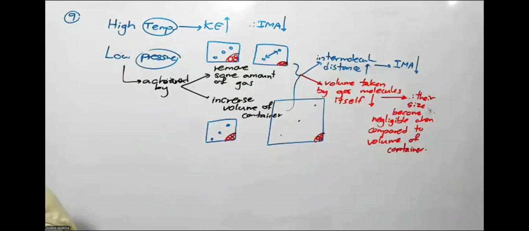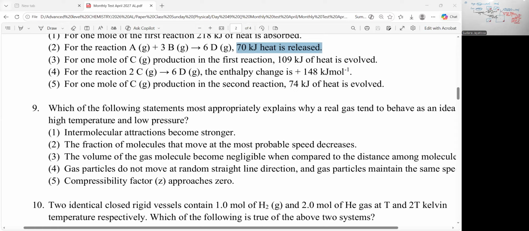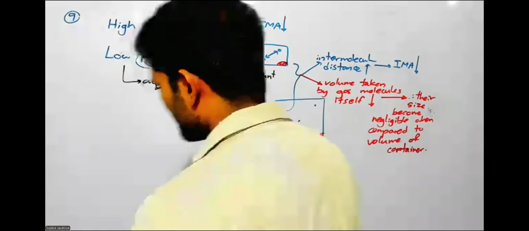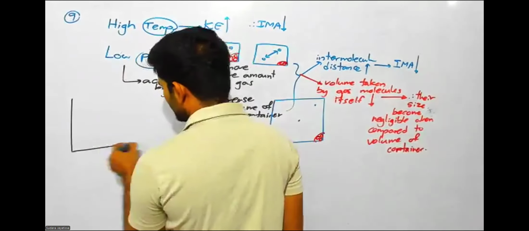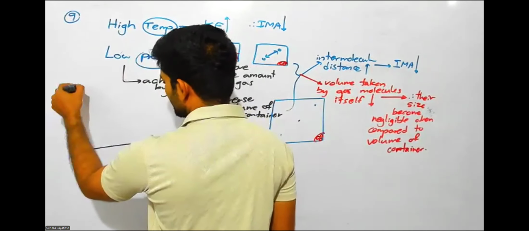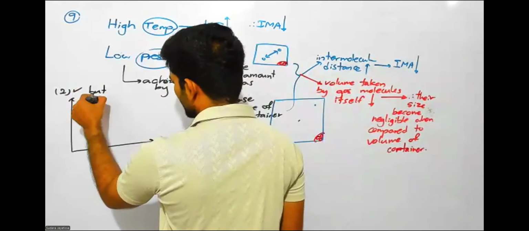Go to the ninth question and see. The first one says intermolecular attractions become stronger. That doesn't happen. Intermolecular attractions become weaker as you increase the temperature and lower the pressure. That's wrong. The second says the fraction of molecules that move at the most probable speed decreases. Once you increase the temperature, that happens, the most probable speed curve changes, but that is not affecting the ideal behavior. That's my point. It is true, the second statement is true, but not relevant.